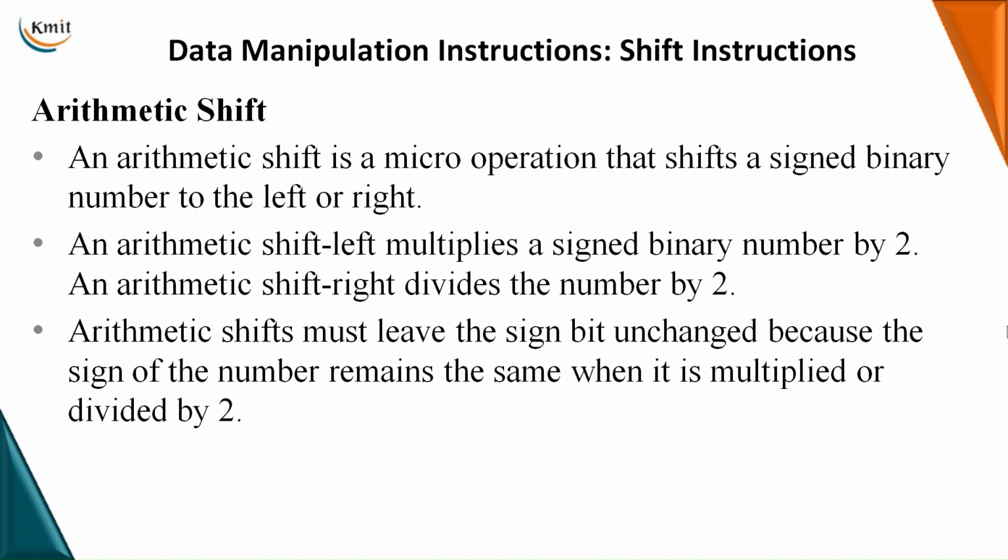Next, coming to an arithmetic shift operation. The arithmetic shift is a micro operation that shifts a signed binary number either to the left or to the right. In case of an arithmetic shift left operation, it multiplies a signed binary number by 2. Whereas in case of an arithmetic shift right operation, it divides the signed binary number by 2. Arithmetic shift must leave the sign bit unchanged because the sign of the number always remains the same when it is multiplied or divided by 2.